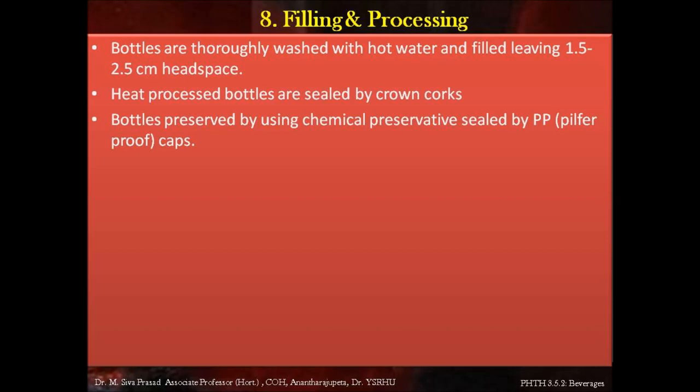The juice is put in bottles which are sterilized, leaving a head space of 1.5 to 2.5 centimeters. The ones which are preserved by heat are sealed using corks. The ones which are preserved using chemical preservatives are sealed using PP caps. PP caps are nothing but pilfer proof caps, which prevent pilferage. Pilfer proof caps are used for juice bottles preserved using chemical preservatives.